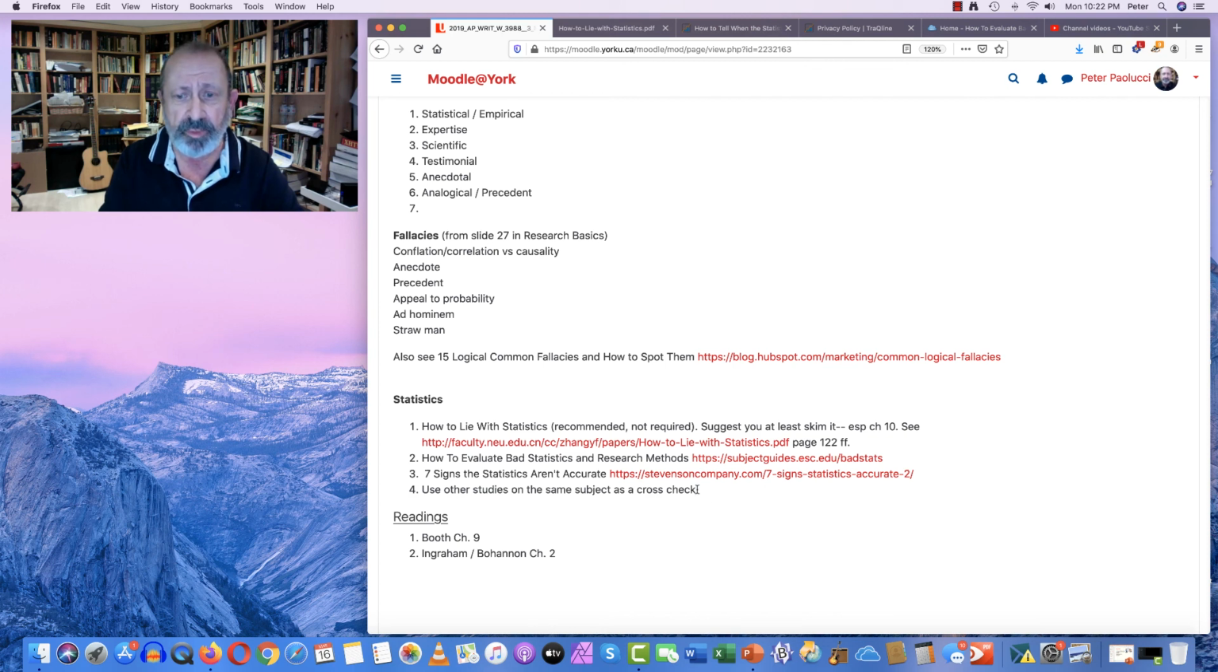And this is useful also. Use other studies on the same subject as a cross-check. You don't necessarily need to understand the methodology if you have other statisticians and researchers who understand the methodology critiquing the particular text that you're working with, because then they've done your work for you.